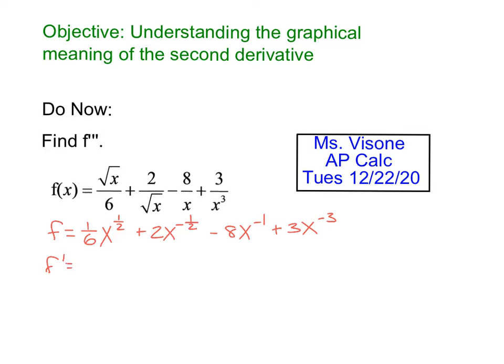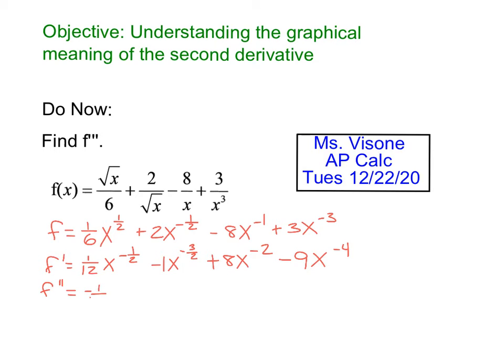So first derivative, multiply my exponent by my coefficient, subtract 1. 2 times negative 1/2 is negative 1. Subtract 1, I get negative 3 over 2. Negative 8 times negative 1 is positive 8. Minus 1 is minus 2. And then multiply minus 1 becomes minus 4. So then second derivative, repeat the process.